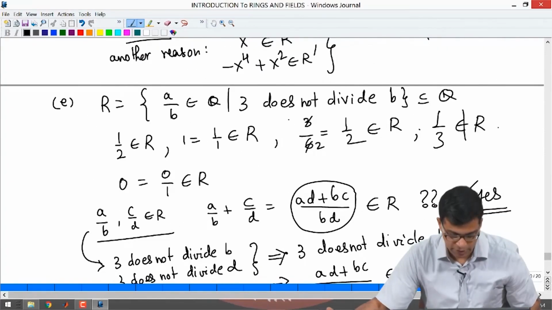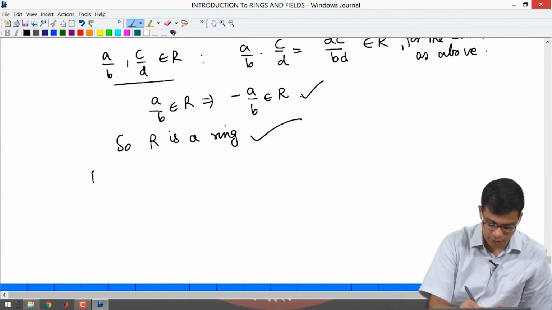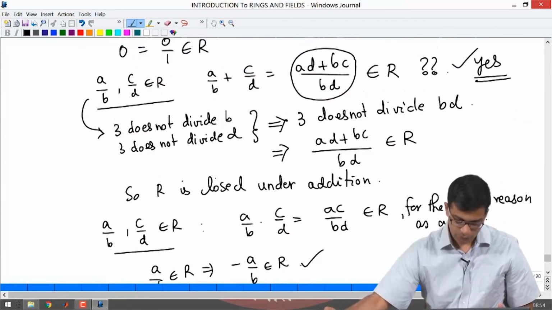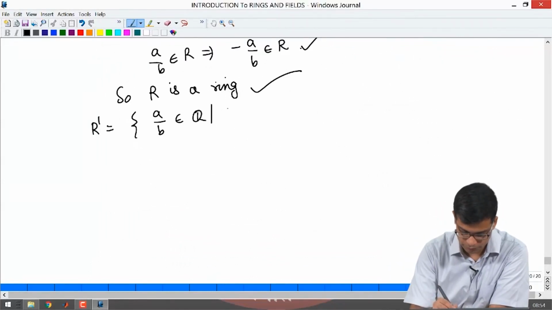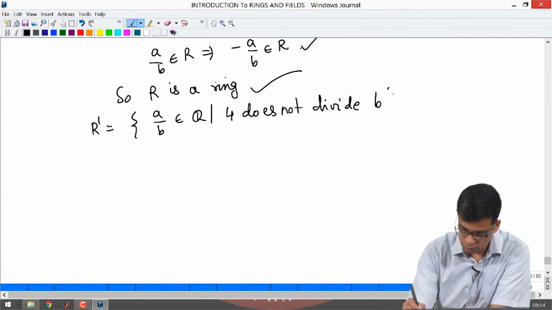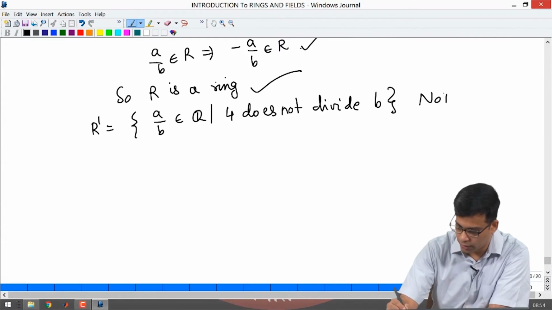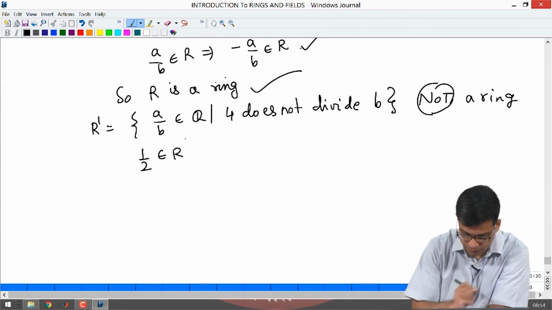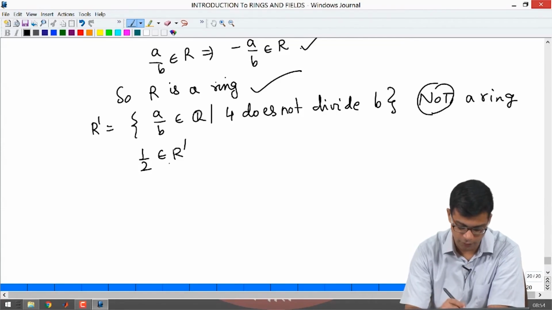So, I hope this example is clear, and to clarify this a little more, let us modify this slightly and I will call this R prime. So, I will take as before A by B in Q, but instead of saying 3 does not divide B, I will say 4 does not divide B. Okay. So, here I will say 4 does not divide B after you cancel common factors. So, this is not a ring, I claim, because 1 by 2 is in R prime, right, in its simplest form. 4 does not divide 2.